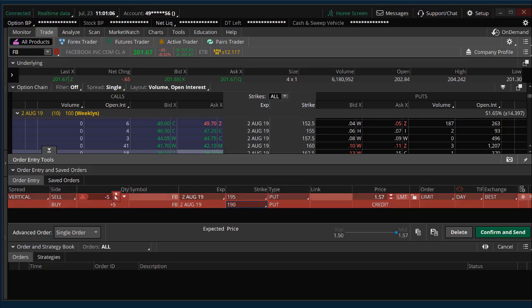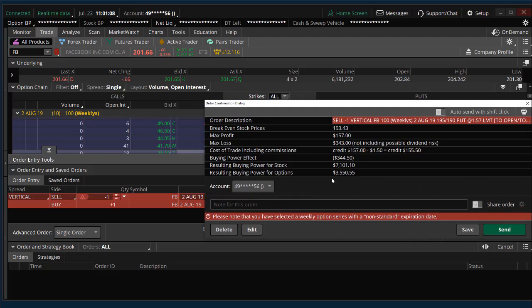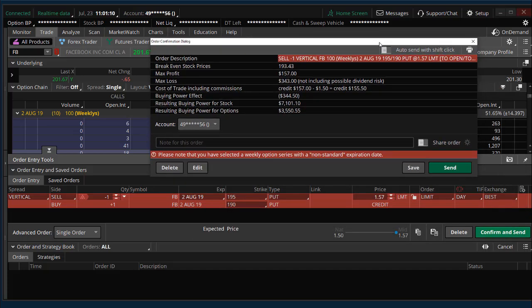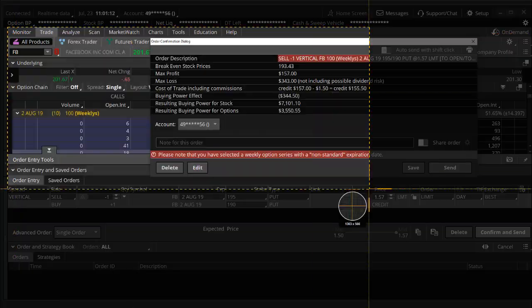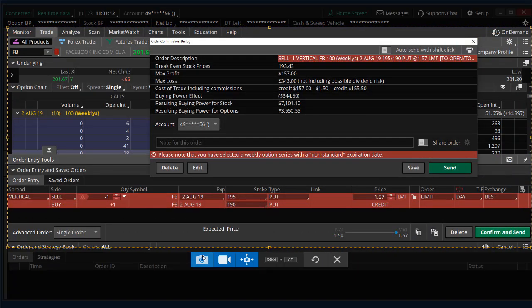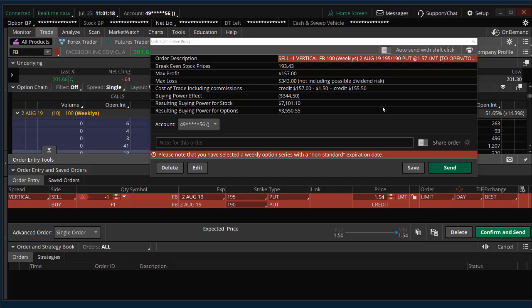So let's just do one contract so you can see it. This is going to be a little bit more favorable for the risk reward, but it's going to be a little bit tighter in. And so you can see what the break-even stock price is. The break-even stock price is 193.